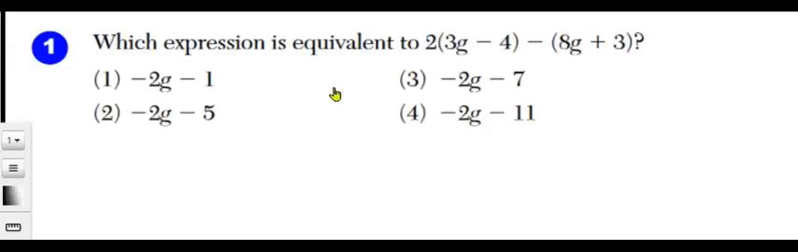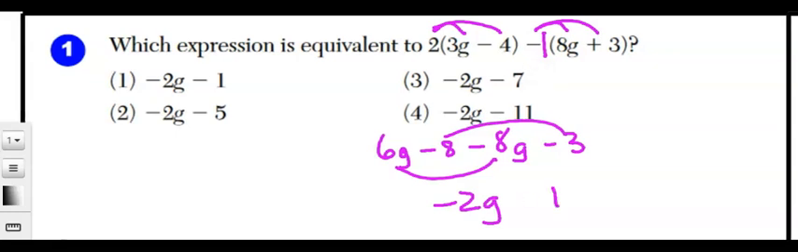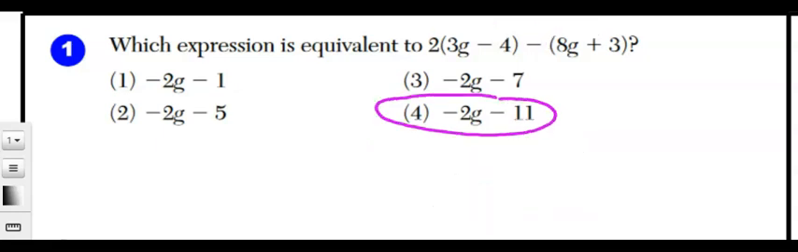Let's take a look at Regents Review number 20. Question number 1 asks you to find an equivalent expression. So we're going to need to distribute these coefficients. And remember, this one has a -1. So we're going to get 6g minus 8 minus 8g minus 3. When we combine these like terms, we get -2g, and we combine those like terms, we get -11. So -2g minus 11. Let's take a look at the second question.